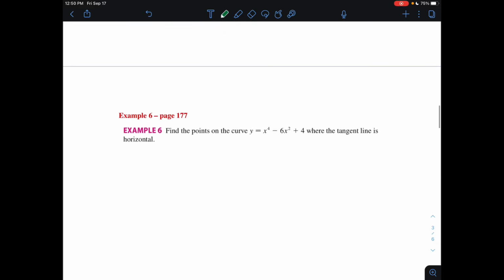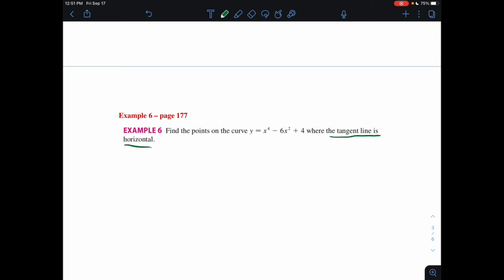So then example 6 on page 177. Here let's apply these rules to do something that we've been asked to do before. Find the points on the curve y equals x to the fourth minus 6x squared plus 4 where the tangent line is horizontal. So now remember, the tangent line will be an equation for a line, and it has a slope and a y-intercept.